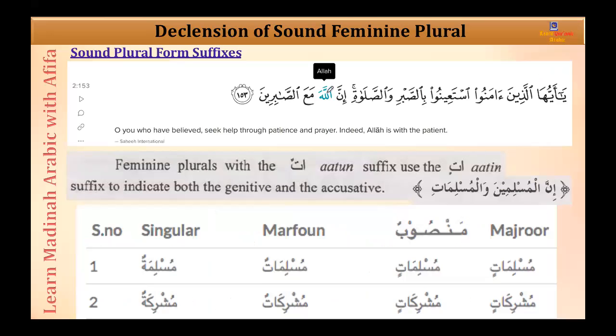So let's look at this beautiful verse here. Inna Allaha ma'as sabirin. So here we will study inna in a future lesson. Inna means surely, and it has some grammatical effect on the word coming after it. So for now, all you need to know is that the word after inna is always mansub. So this is why there is a fatha on top of the Allah, inna Allaha, okay? That's why there's a fatha on top of Allah.